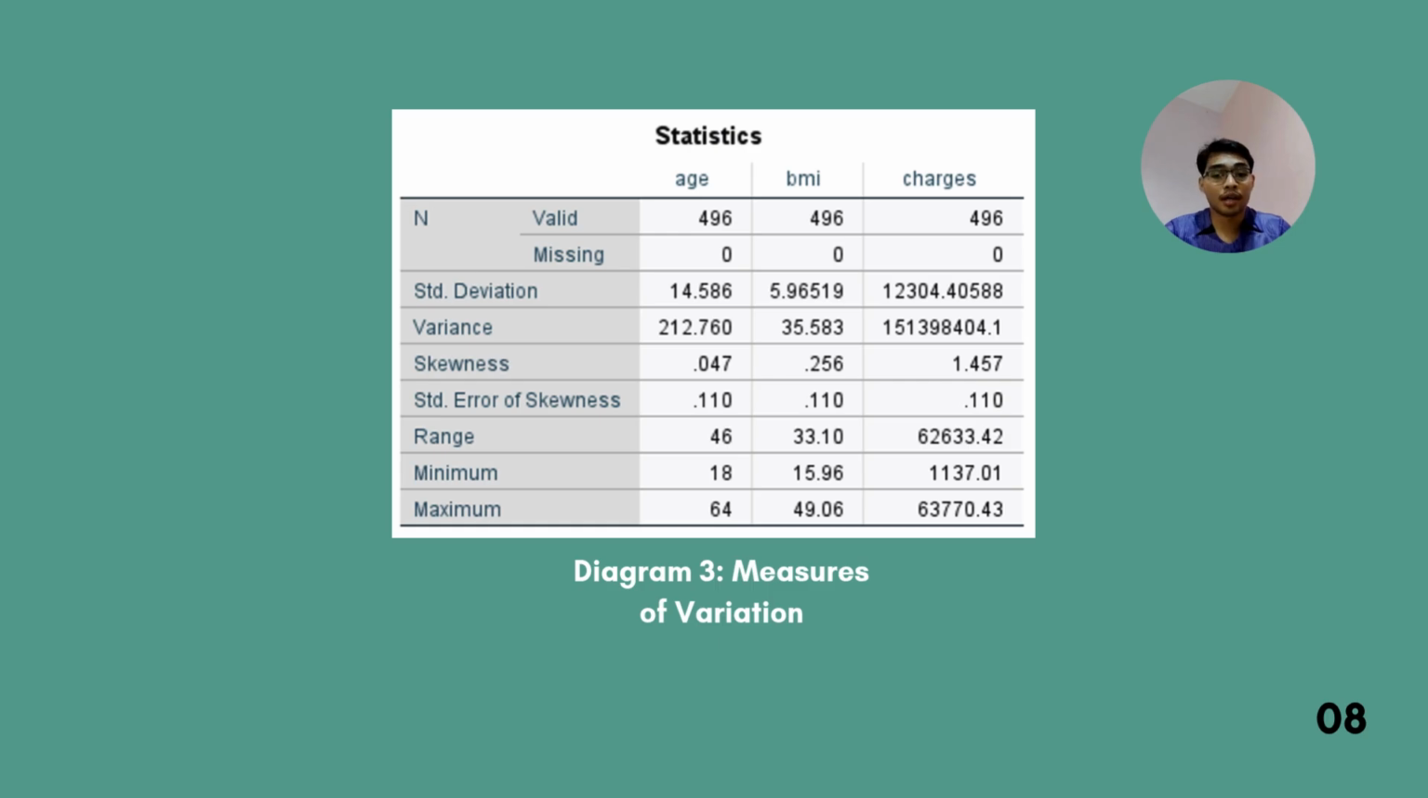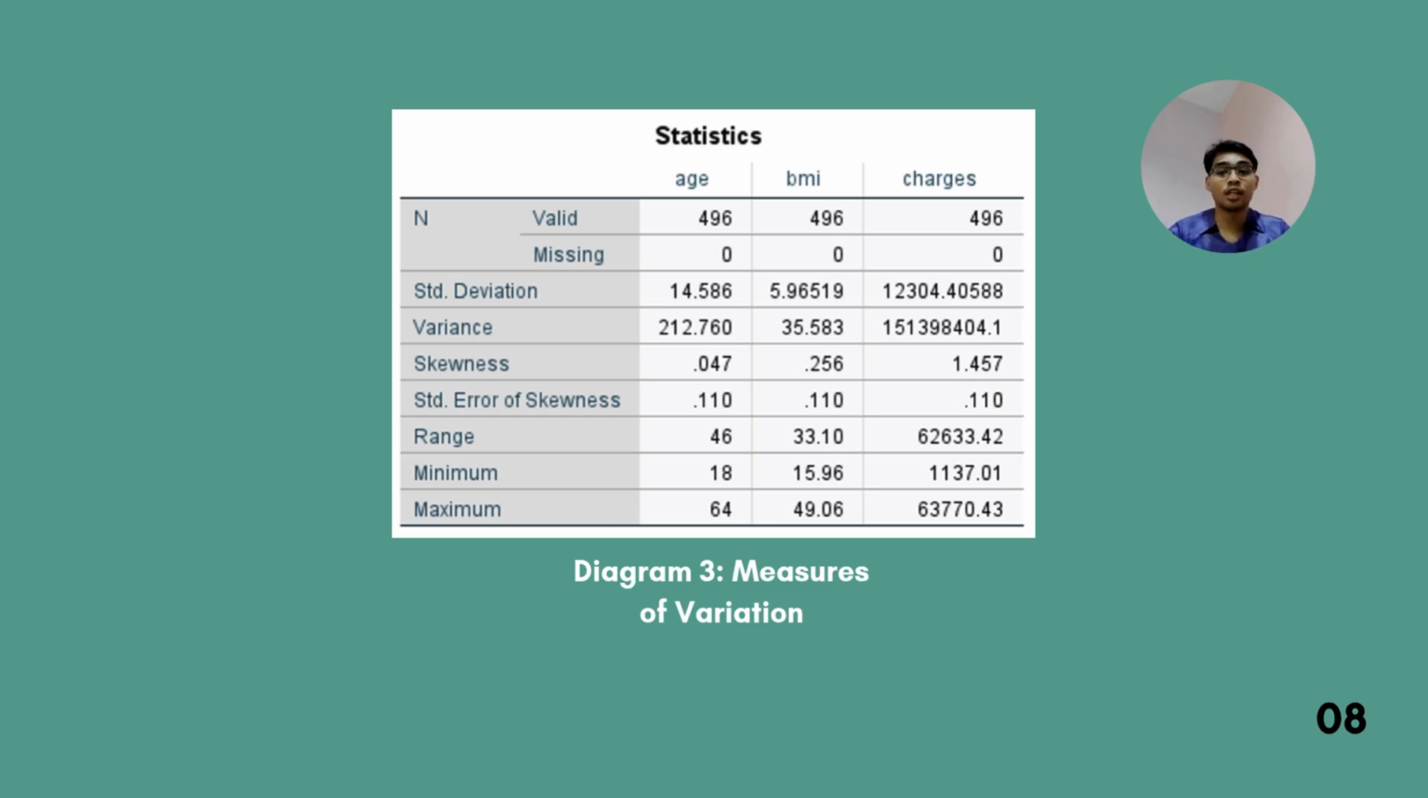For the BMI, the variance is 35.58, the standard deviation is 5.97, and the range is 15.96 to 49.06. So there is moderate variability in BMI across respondents.